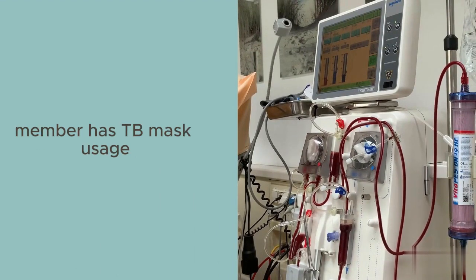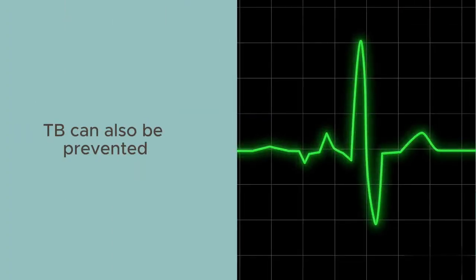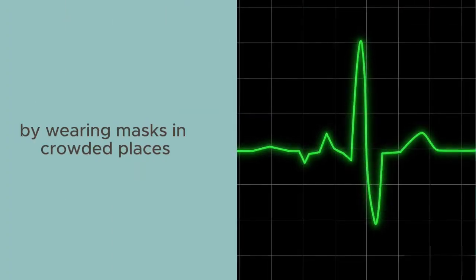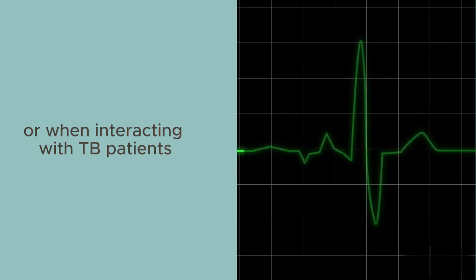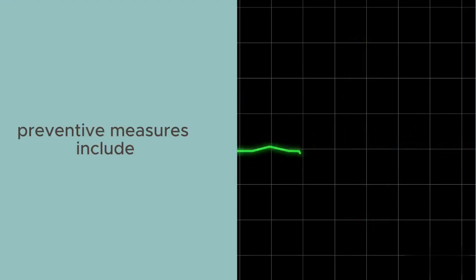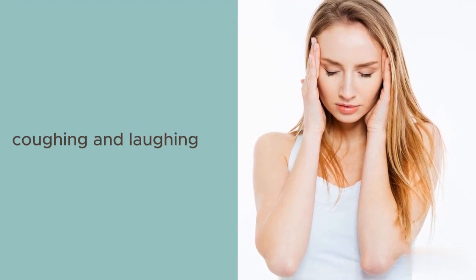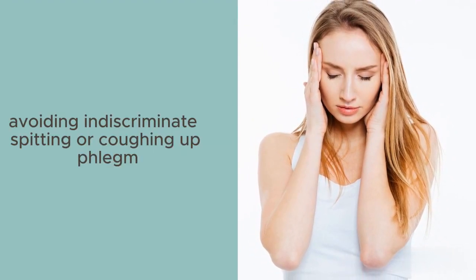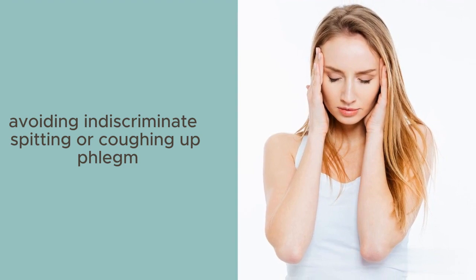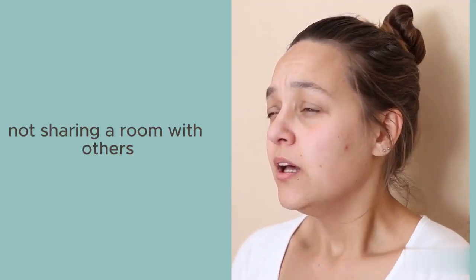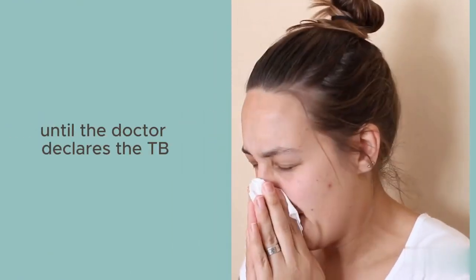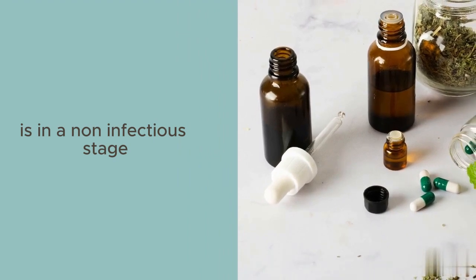Mask usage. TB can also be prevented by wearing masks in crowded places or when interacting with TB patients. Preventive measures include covering the mouth when sneezing, coughing, and laughing. Avoiding indiscriminate spitting or coughing up phlegm. Not sharing a room with others until the doctor declares the TB is in a non-infectious stage.